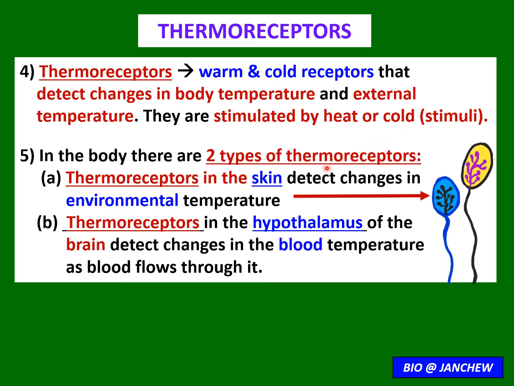In the body, there are two types of thermoreceptors located in different places. The thermoreceptors in the skin, that is the warm and cold receptors in the skin, detect changes in the environmental temperature or the temperature of the surroundings of the person. And thermoreceptors in the hypothalamus inside the brain detect changes in the blood temperature as the blood flows through it.